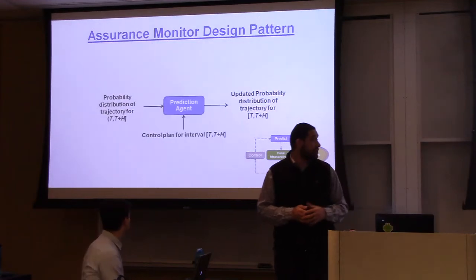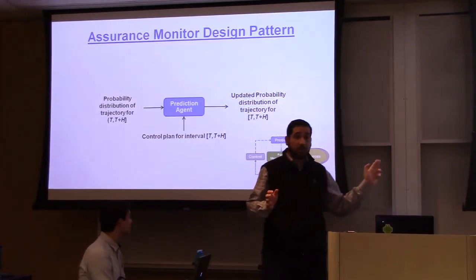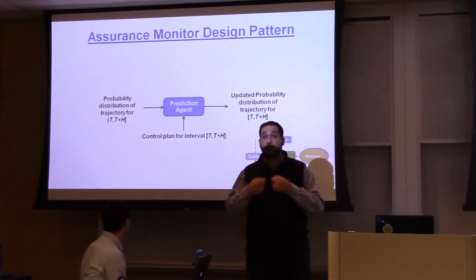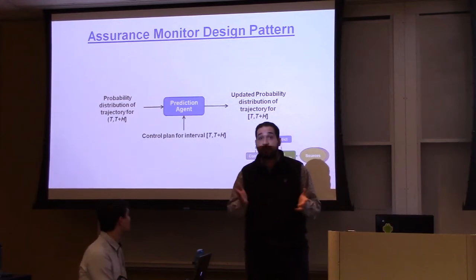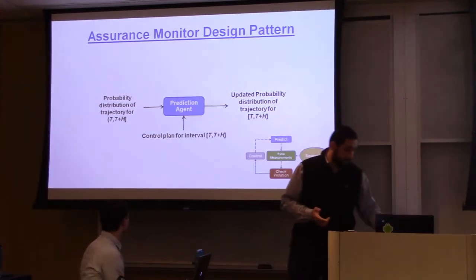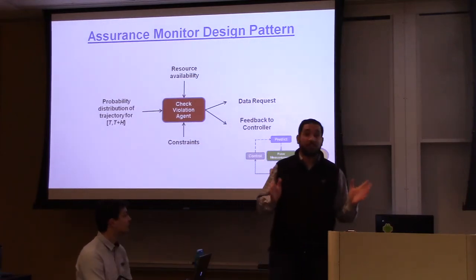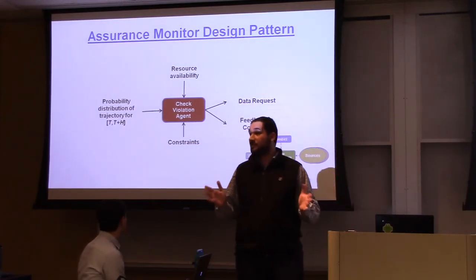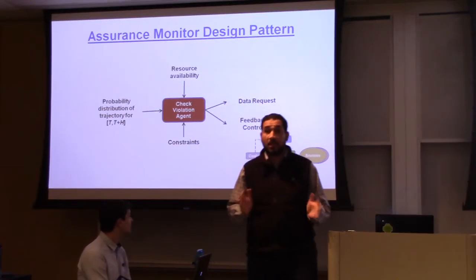For the prediction agent, it's similar to the fusion agent, as you can see, but it's triggered by a controller. So the controller should ask the prediction agent to work, instead of having a measurement at a certain time. The most important one here is the check violation, which is related to the assurance monitor that we are talking about. We are trying to avoid breaking or violating a constraint.